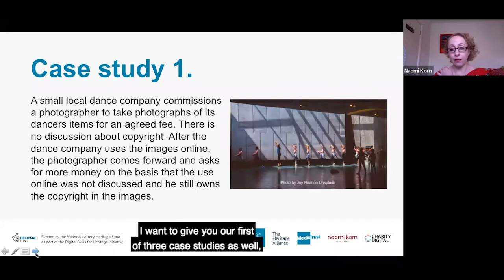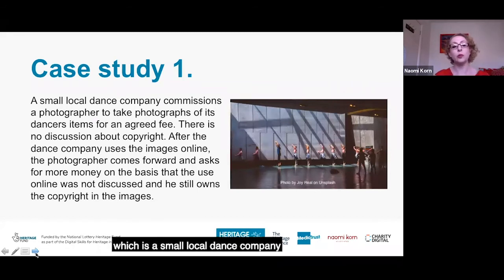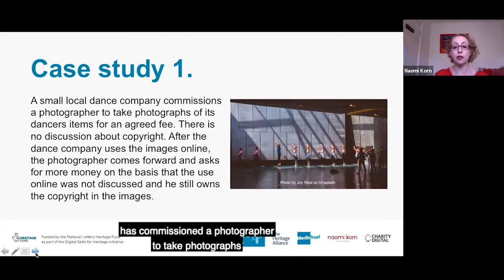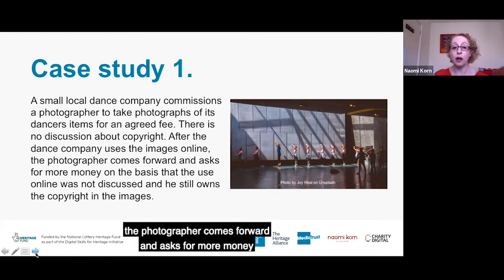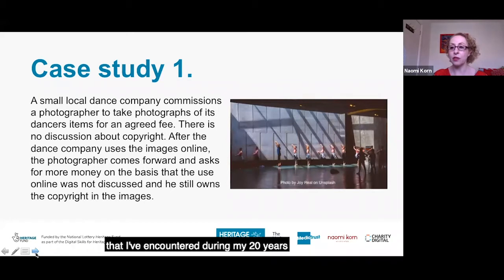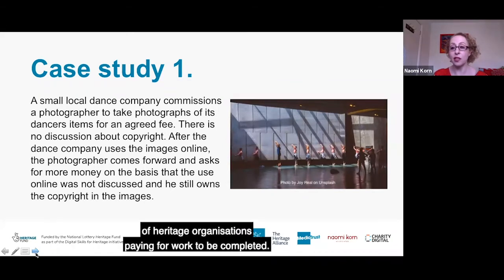I want to give you our first of 3 case studies as well, which is a small local dance company that has commissioned a photographer to take photographs of its dancers for an agreed fee. There is no discussion about copyright. After the dance company uses the images of its dancers online, the photographer comes forward and asks for more money on the basis that the use online was not discussed and he still owns the copyright in the images. And indeed, that's one of the many scenarios that I've encountered during my 20 years of heritage organisations paying for work to be completed, nothing mentioned about copyright, and therefore subsequently not having the ability to reuse the content that they've commissioned for their purposes.